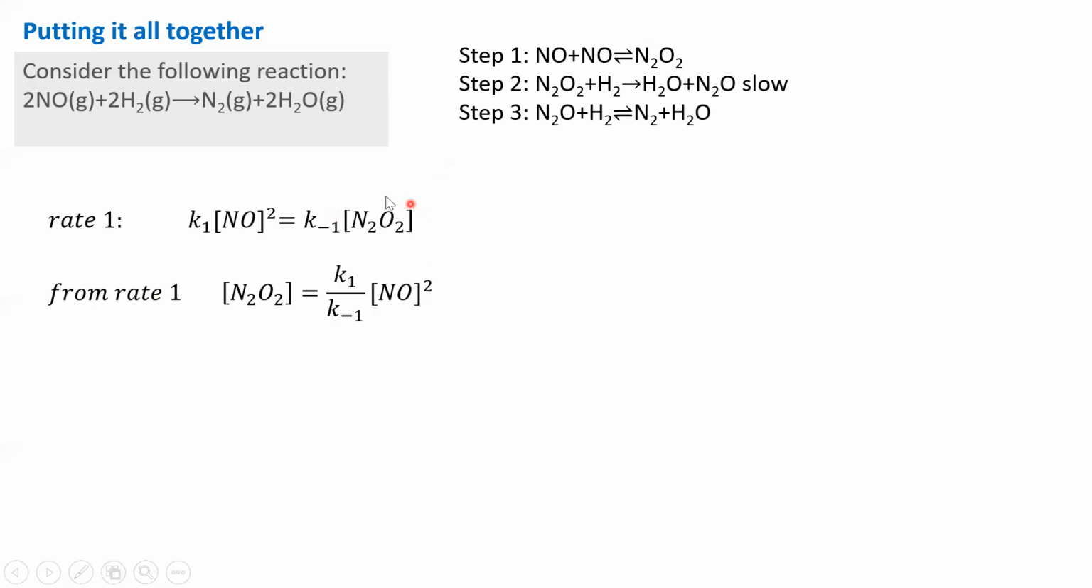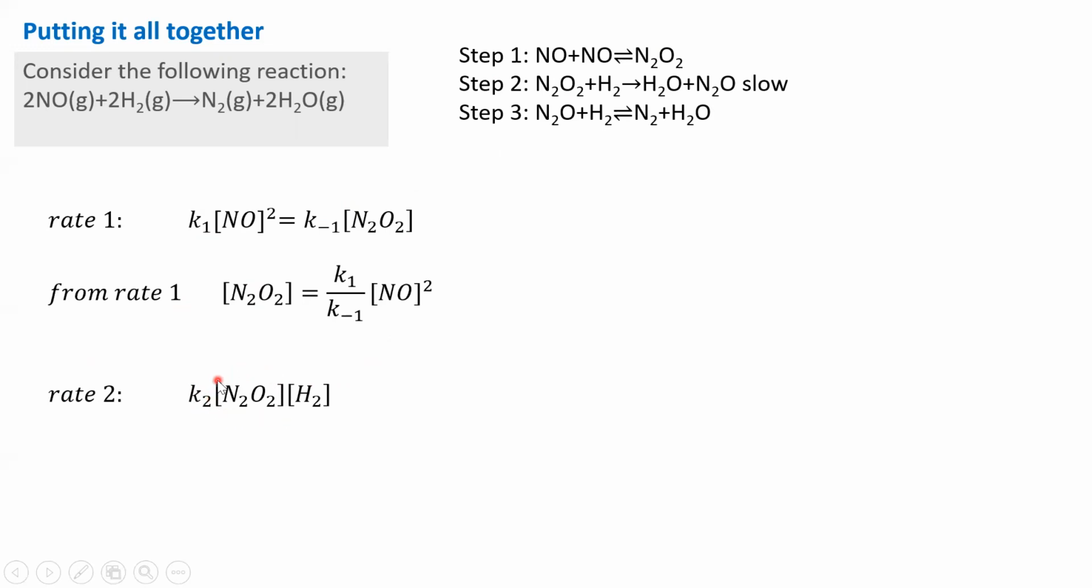Then we want to isolate the intermediate because that's what we're going to be canceling out. So we're going to divide both sides by K prime, and that gives us our intermediate kind of isolated from itself. And then we'll look at our rate determining step. So when we look at step 2, which is the rate determining step, rate's going to equal K2 times N2O2 times H2. But again, we can't have an intermediate in our rate law.